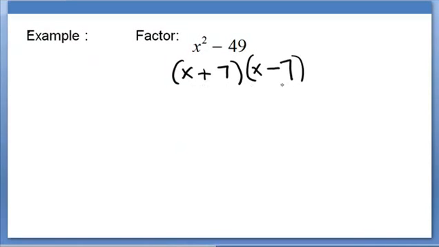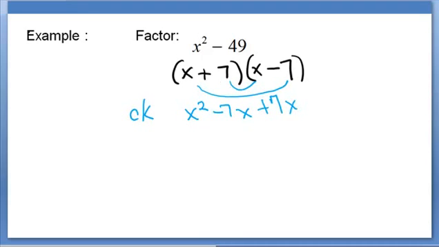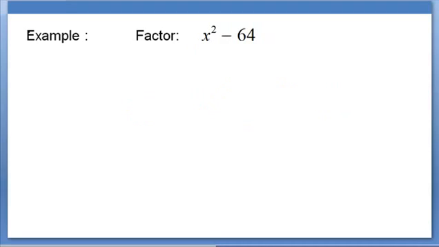Your check would be a FOIL because we have two binomials. So if we do the check, we would have our first terms, x times x, x squared, outside minus 7x, inside plus 7x, and minus 49 on the last terms. Your outside and inside terms are going to cancel out, and so that will give you just x squared minus 49. Let's try another problem.